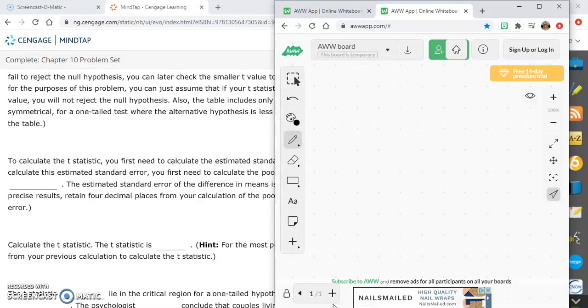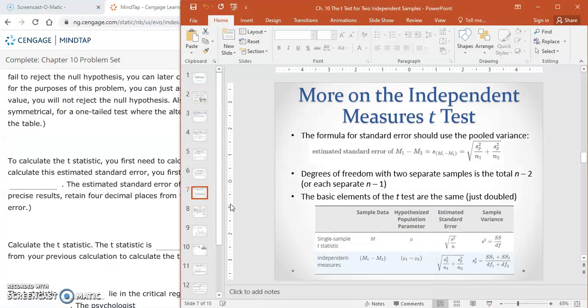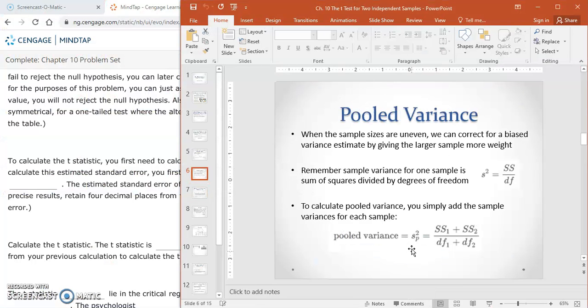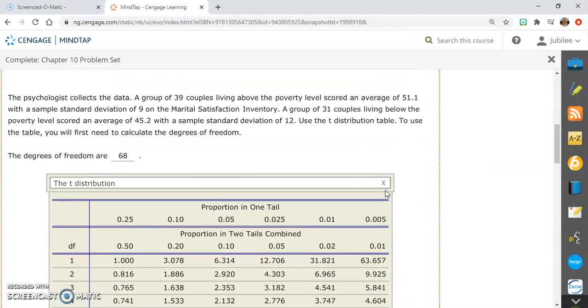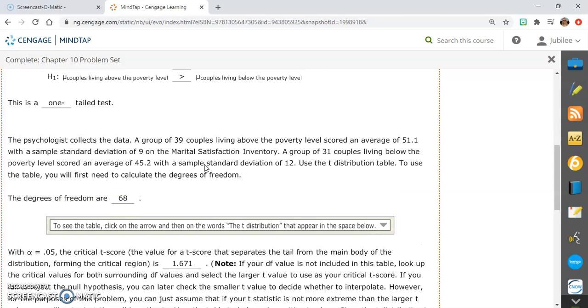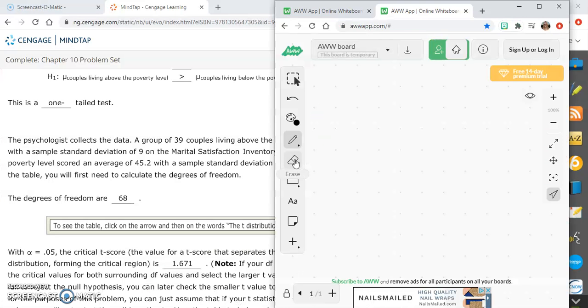The formula for the pooled variance, let me check the PowerPoint so I can make sure. So the pooled variance is sums of squares 1 plus sums of squares 2 divided by degrees of freedom 1 plus degrees of freedom 2. Now, when I go back to my problem up here, I see that of the information I got, I have n, the number of couples, the mean for each group, and the standard deviation. So I don't have the sums of squares.